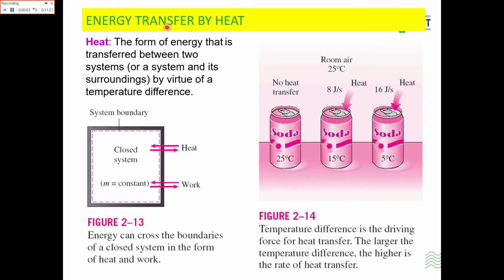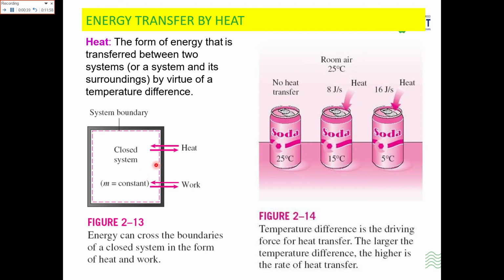Now, energy transfer by heat. Heat, the form of energy that is transferred between two systems by virtue of a temperature difference, is known as heat. Here you are seeing a soda water container. If it is isolated, there will be no heat transfer, and if it is placed outside at some temperature, after some time its temperature will rise because of the heat, and if you place it inside the refrigerator, its temperature will simply decrease.